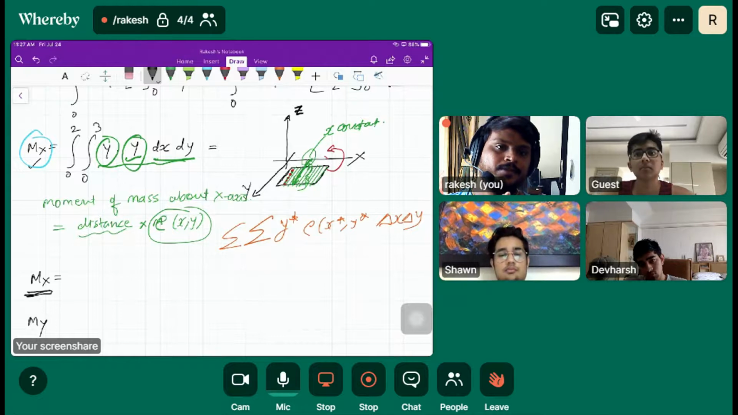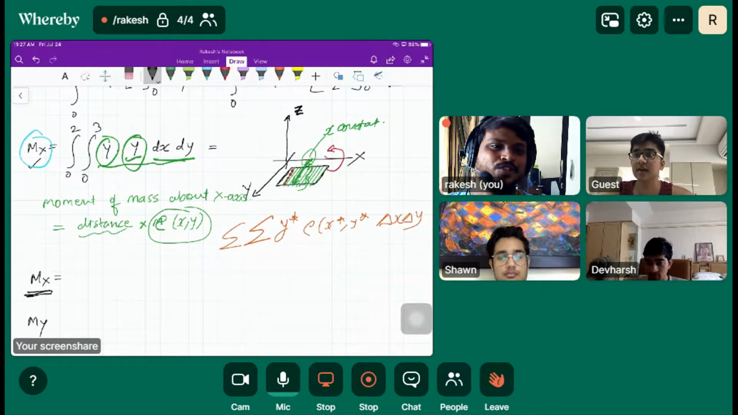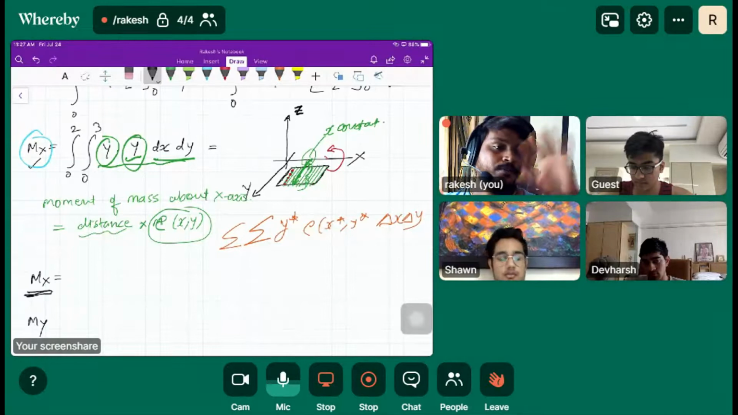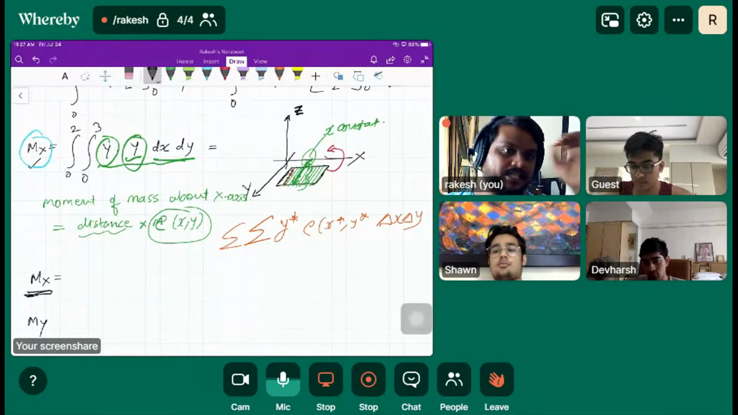Why, sir? That's the question. Basically, because the Z is negligible, right? It's a lamina, perfectly all right. But we are finding out the center of mass.